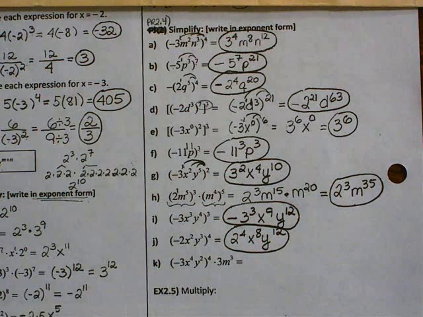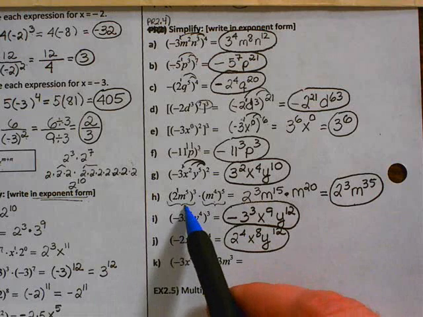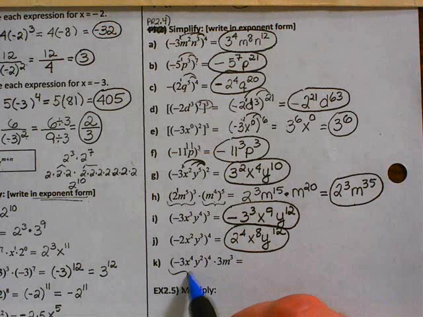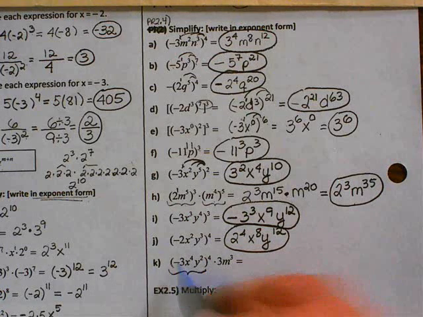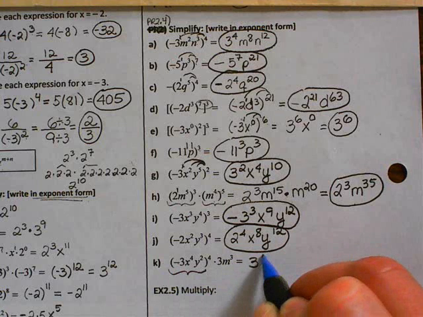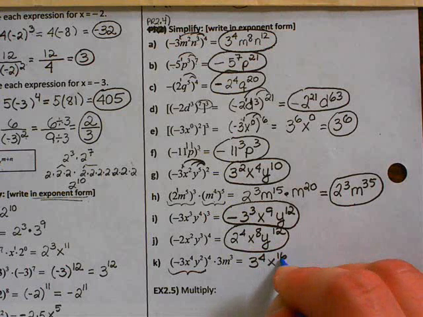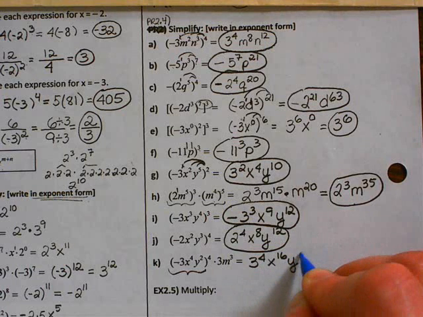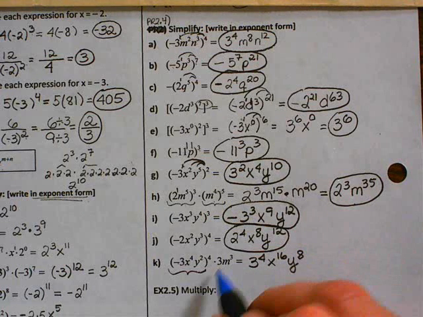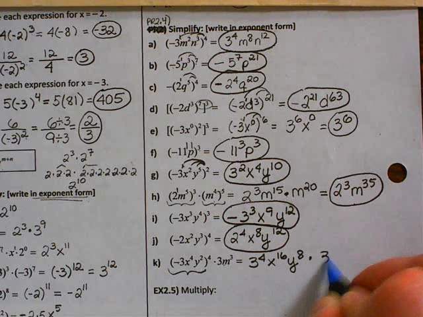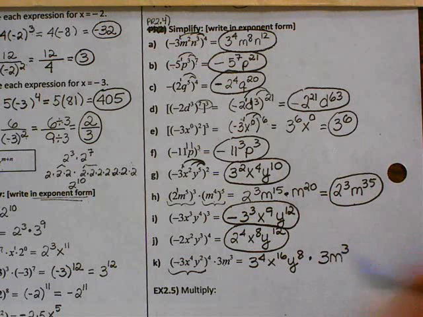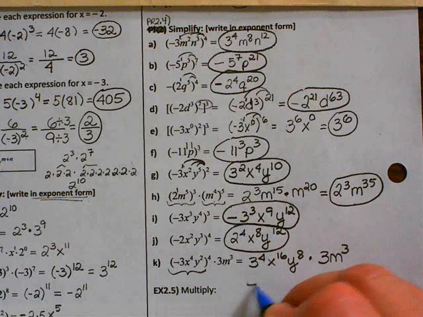Last problem. It's going to be similar to letter H. I'm going to get rid of the parentheses first. So the negative goes away. It's going to be 3 to the 4th, x to the 16th, y to the 8th. And then I'm just going to copy the second term there. Now I'm going to combine it. So this would be 3 to the 5th, because there's an invisible 1. So 4 plus 1 is 5.